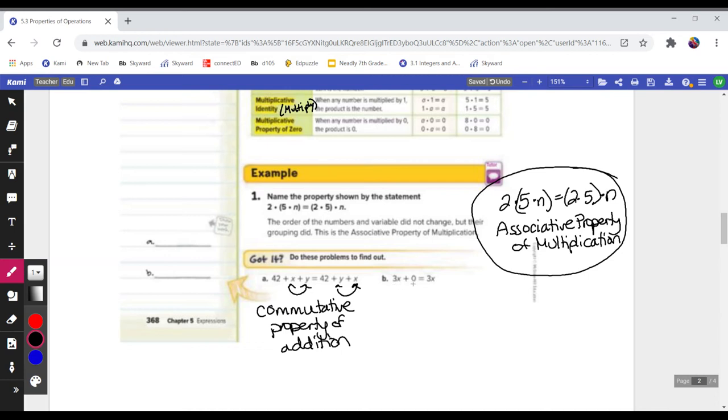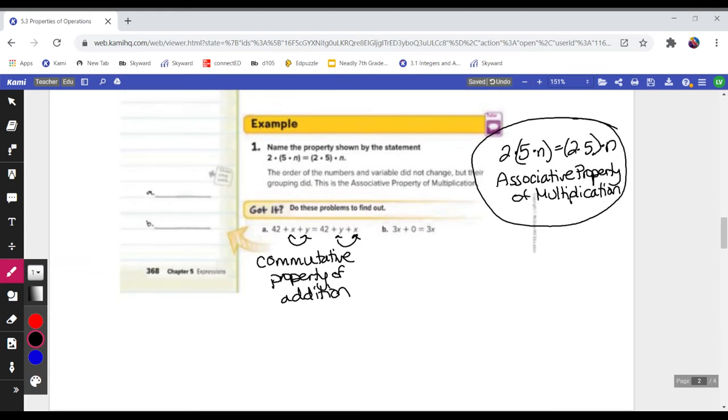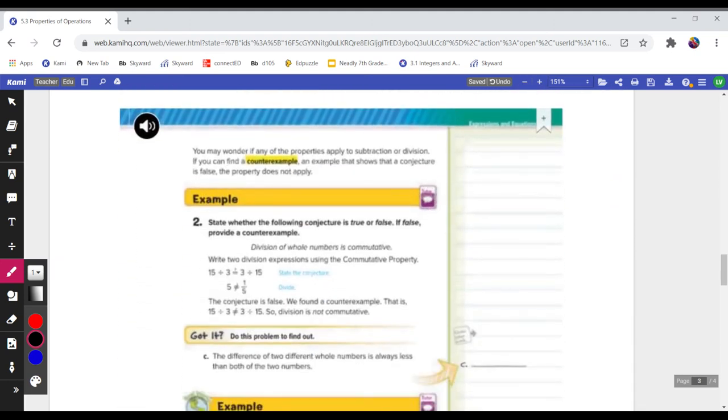Letter B, 3x plus 0 equals 3x. Well, for this one, this is going to be the identity property. I'm sorry, the additive identity property. Because we are taking our number and we are adding 0 to it. So the additive identity property. It will benefit you if you practice also saying these different properties out loud.